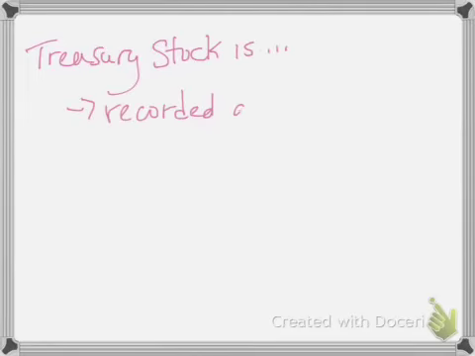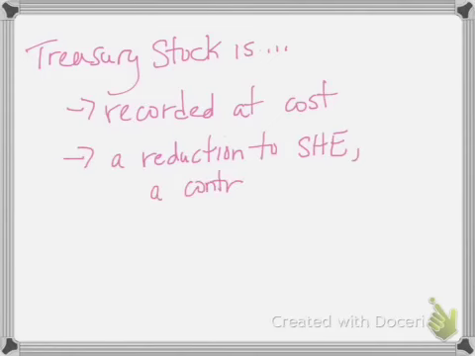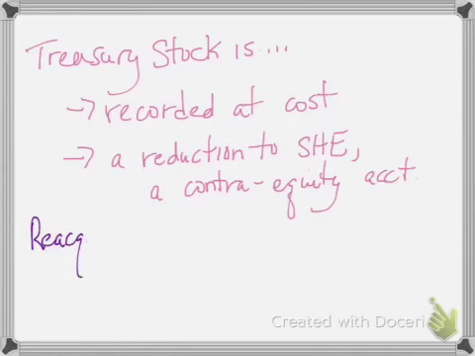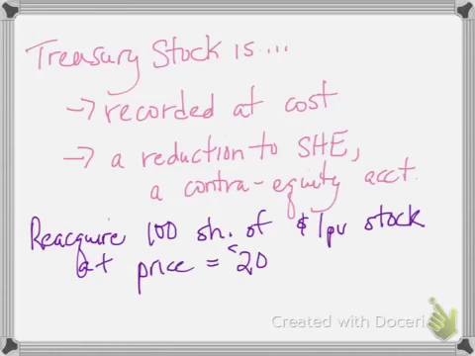The key point is to remember that Treasury stock is recorded at cost. And you have to remember that it's a reduction to shareholders' equity. It's a contra equity account. It's not an asset account. It's a contra shareholders' equity account. So let's look at an example.